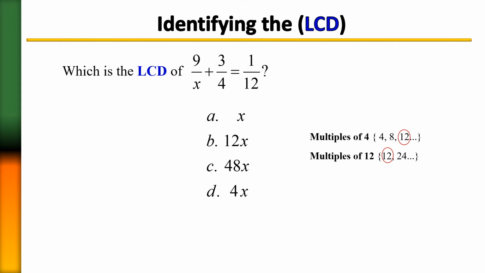Now I want to look at my variable. I only have one variable, and that's an x. And at most, in any of the three denominators, it only occurs once. So when you put it all together, the LCD would be 12x.